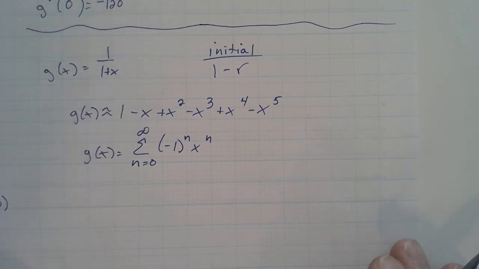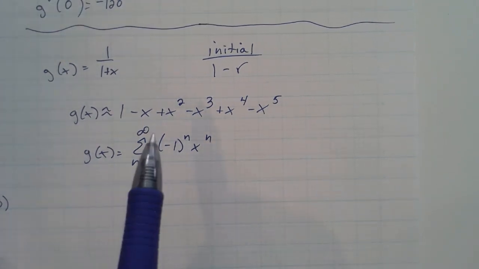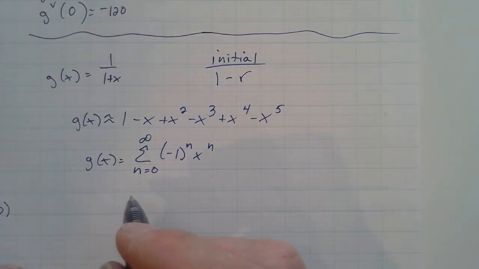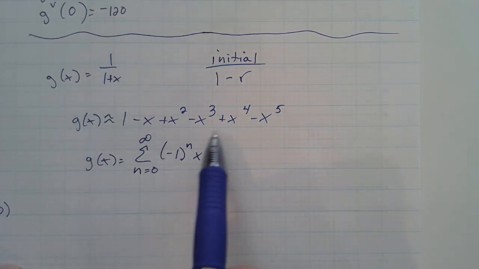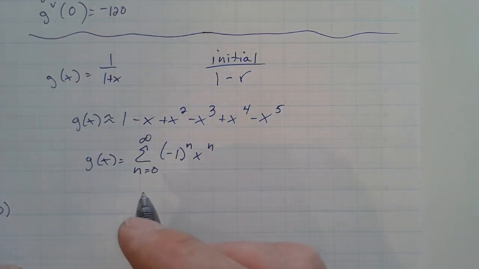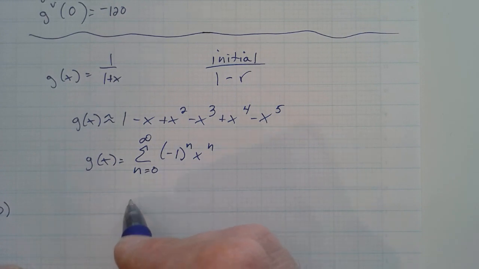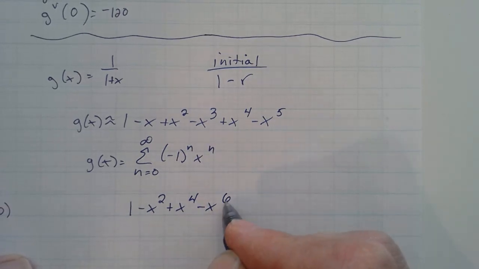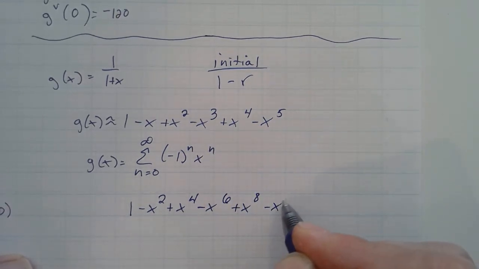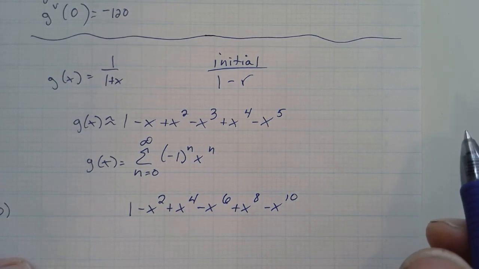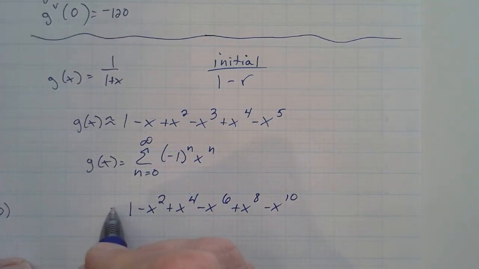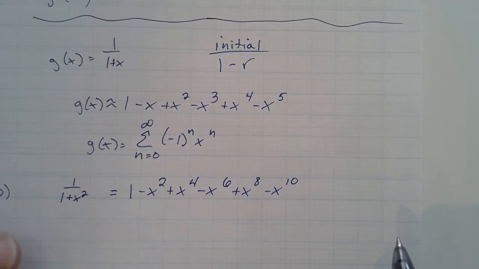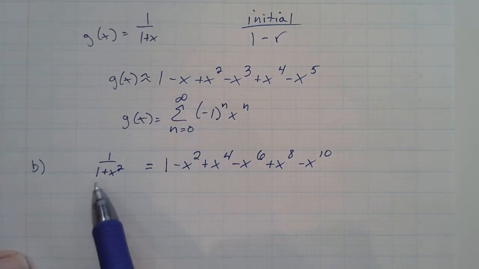All right, we have 1 over 1 plus x. If we wanted it to be 1 over 1 plus x squared, you could replace all of these x's with x squared. So that gives us 1 minus x squared plus x to the 4th minus x to the 6th plus x to the 8th minus x to the 10th. And we know that is 1 over 1 plus x squared. Now we also know that the derivative of inverse tangent is this.